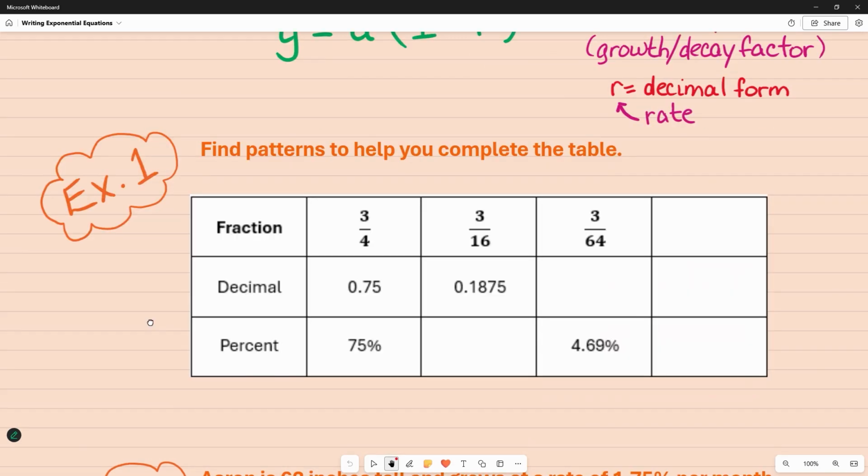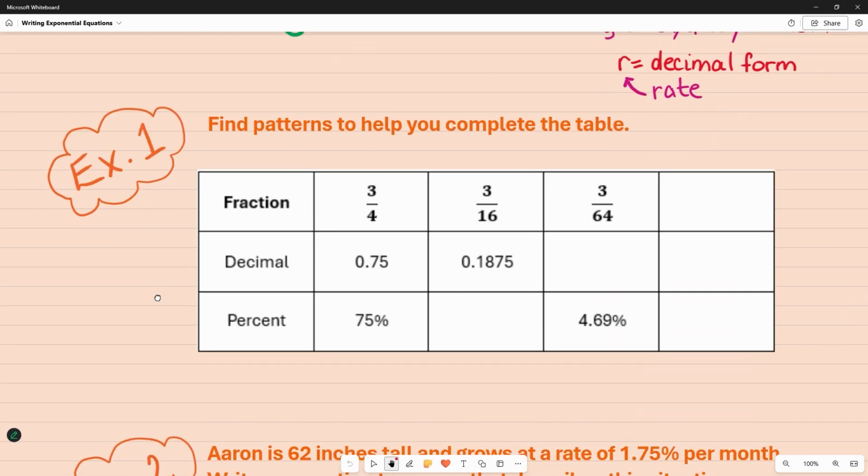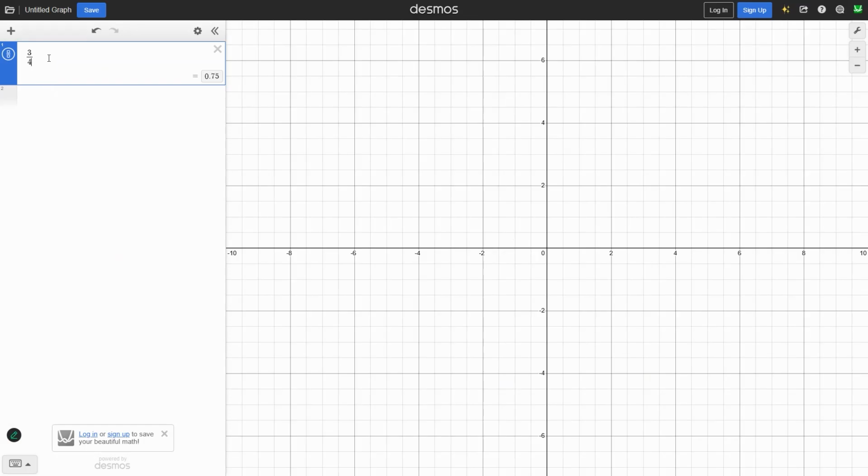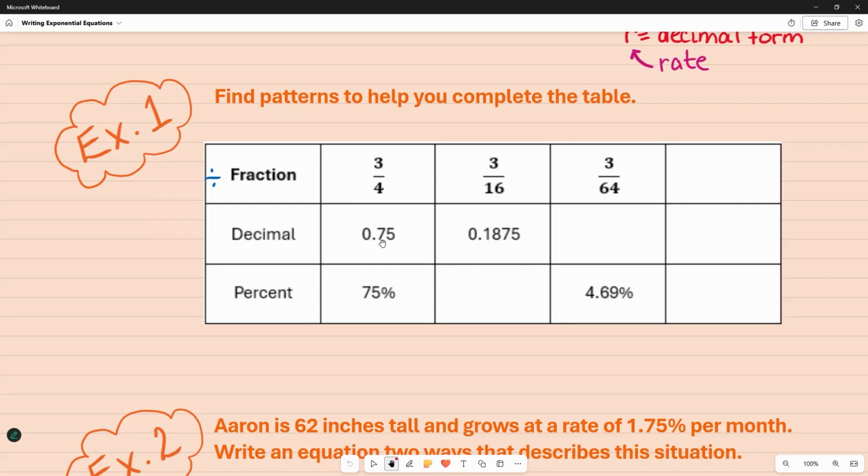Before we start writing the exponential equations, I want to do a quick review to help you go from fraction form to a decimal to a percent. The operation that you are using is division. The way that you say it is the way that you enter it into the calculator: 3 divided by 4. Once you type in 3 divided by 4, the answer is in decimal form, 0.75, which is what's shown here.